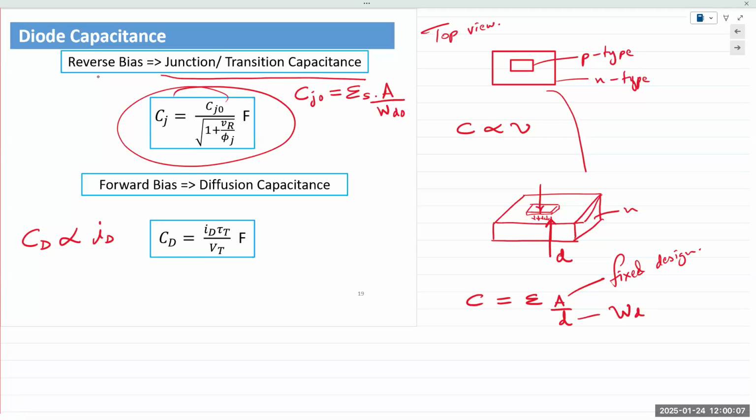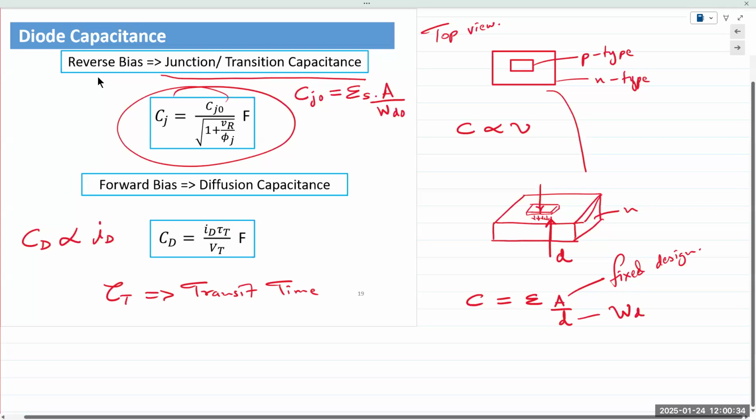And we can insert a constant in there. That constant is known as tau t. Tau t is known as the transit time, or the constant of proportionality for that equation. And so that is given by CD is equal to ID times tau t over the thermal voltage VT.